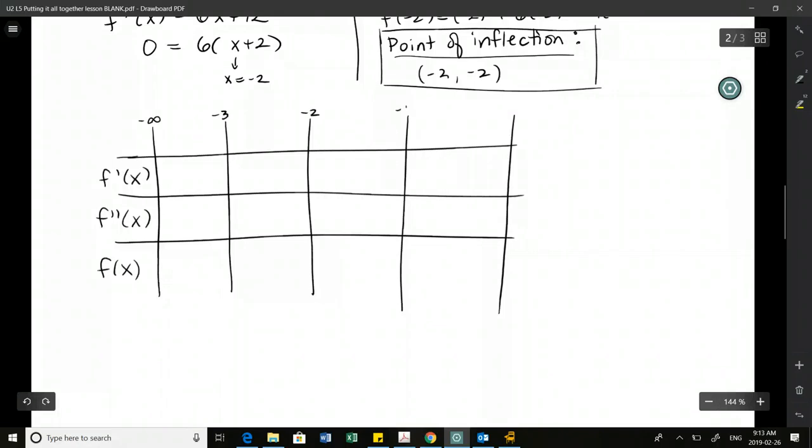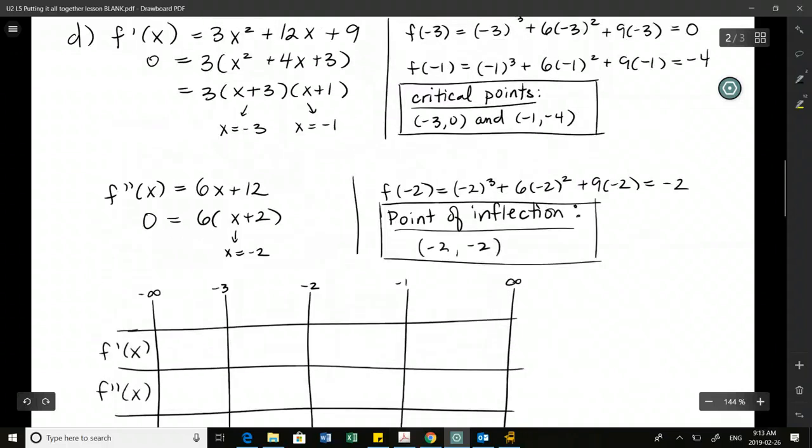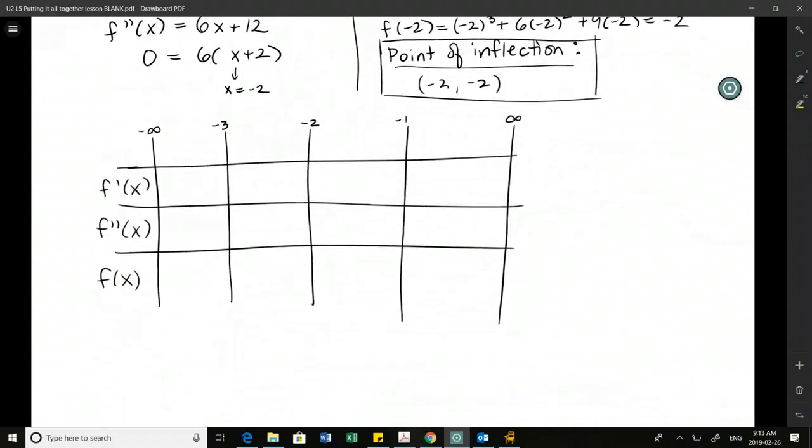It's a negative 1. Negatives. Okay, so all critical points, all points of inflection, just the x coordinates, of course.